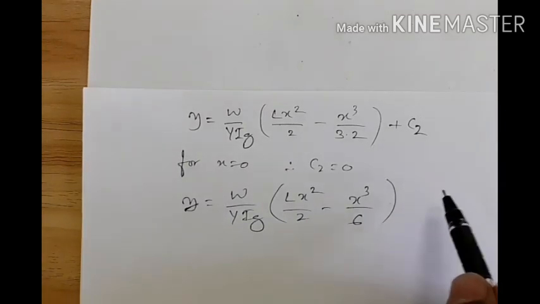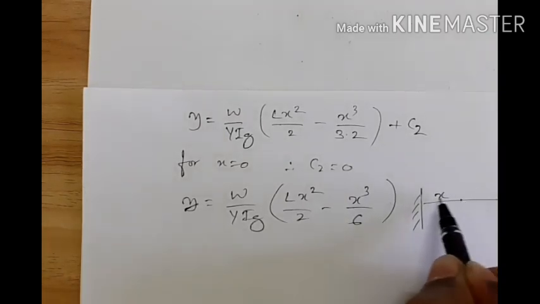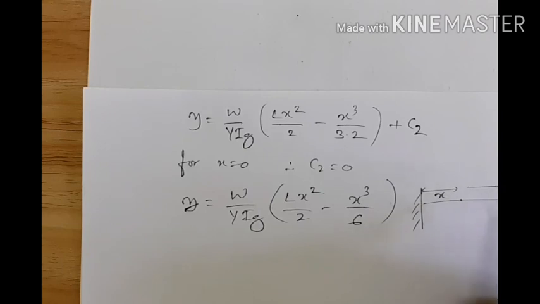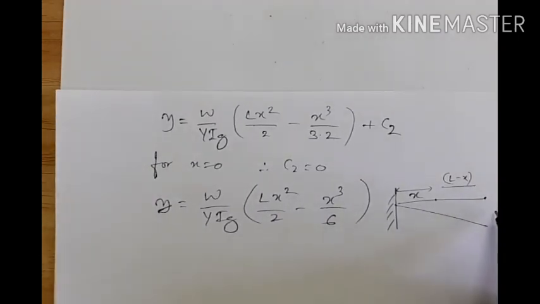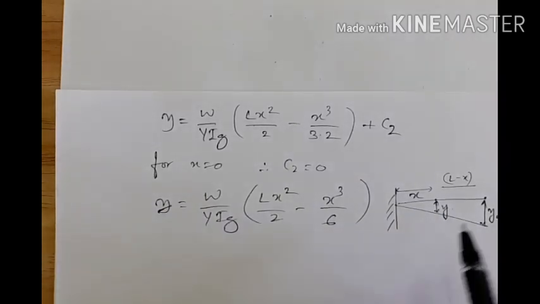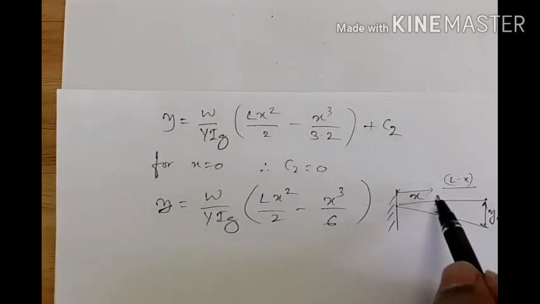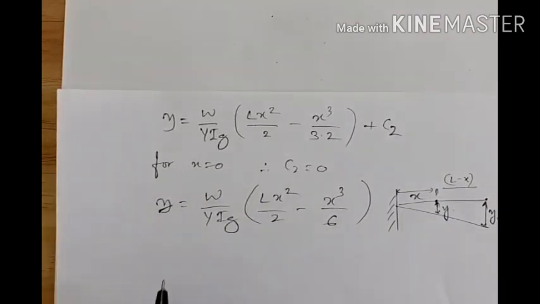So what is it that we have? We have this single cantilever like this. We have taken this as x, and this as L minus x. And this is the depression we have taken here. We want this y naught. Where we are finding y, at this point P, this is the depression equation.